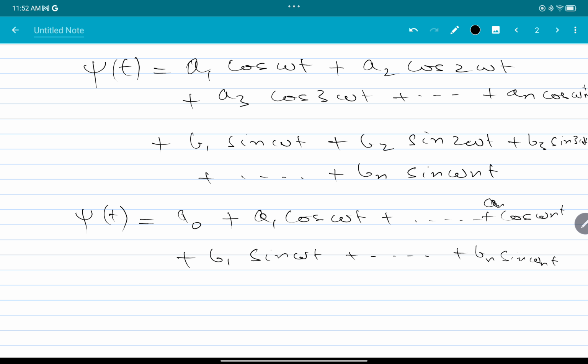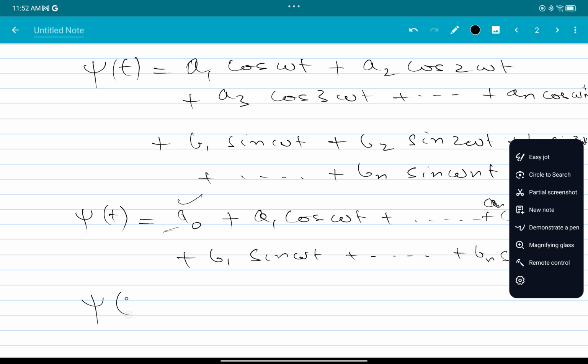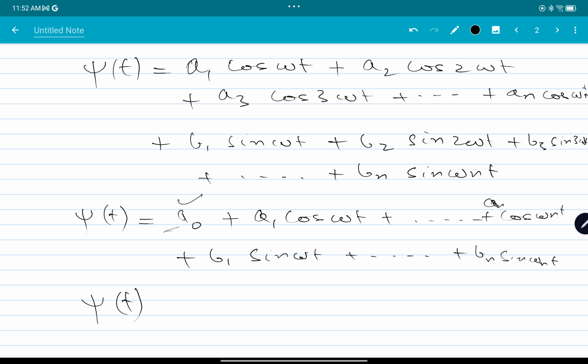After having done this, we have to do one more thing. We have accommodated this A0 here. Why? I will take two minutes to come back to this, and I will tell you why I have written it here. Before that, let me put this series in a compact form.